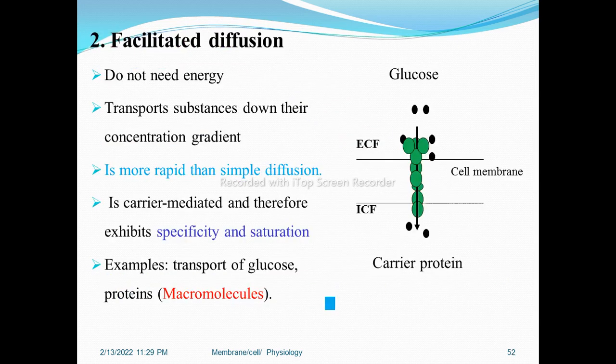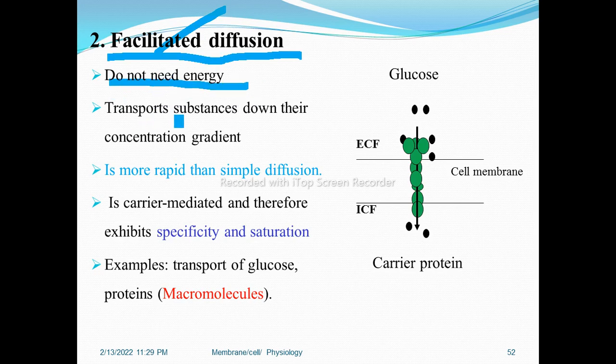So the second type of passive diffusion is facilitated diffusion. As the name indicates, facilitated, it is more rapid than simple diffusion. As with simple diffusion, it does not need energy and transports substances down their concentration gradient. So facilitated diffusion transports substances down their concentration gradient.